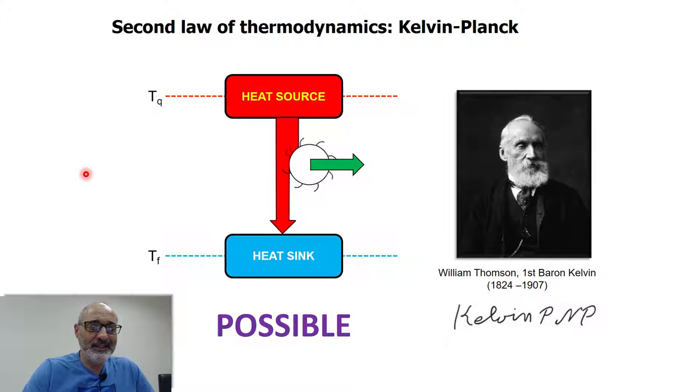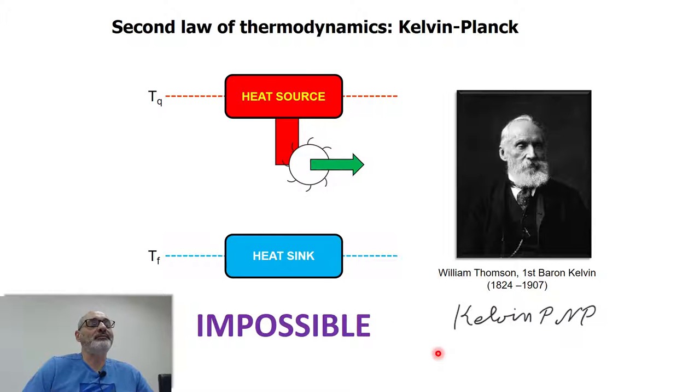So what does the Kelvin-Planck formulation of the second law of thermodynamics say? Well, it says that it is possible to obtain work from heat flowing from a high temperature reservoir to a low temperature reservoir. This is natural. This is okay. This does not violate any physical law. But it says that something else is impossible. It is impossible to convert 100% of the heat absorbed from the heat source to work. You have to reject some amount of heat here. It's impossible to have zero rejection down here.